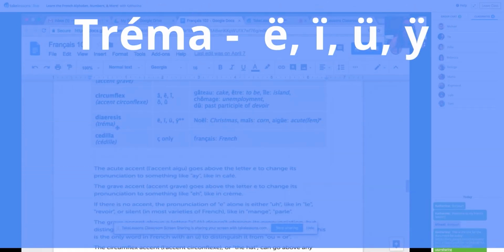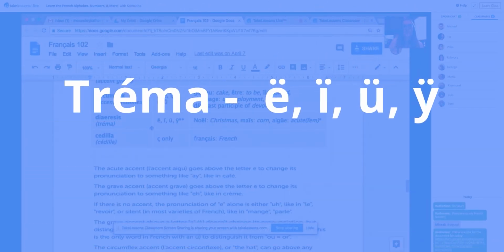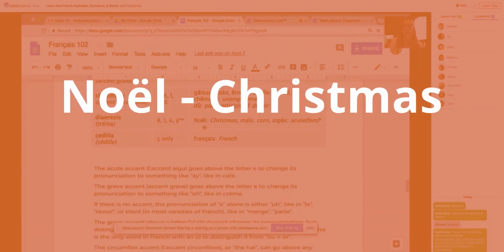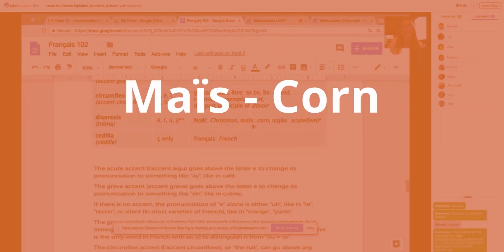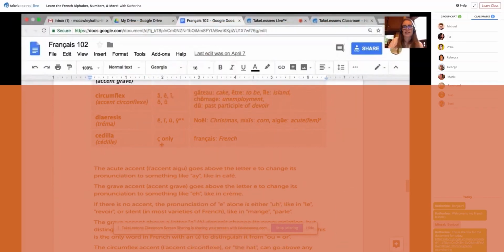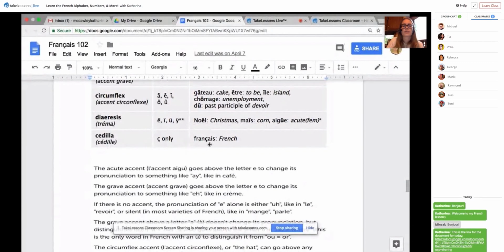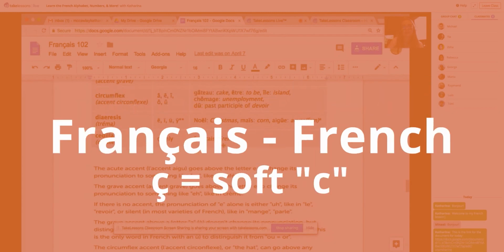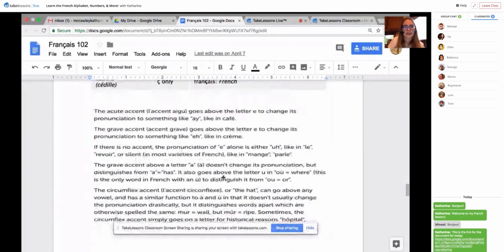We have the tréma, which is like 2 little dots on E, I, U, and Y. So for example, Noël is Christmas, maïs is corn. Then we have the cédille, and we talked about that before. It's almost like a little S under the C, and that means that we pronounce it soft. So français. It's not very sharp, but it's soft.